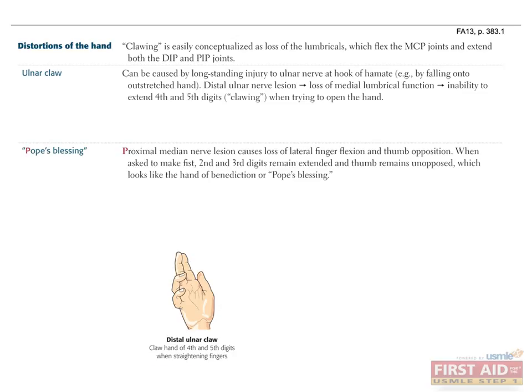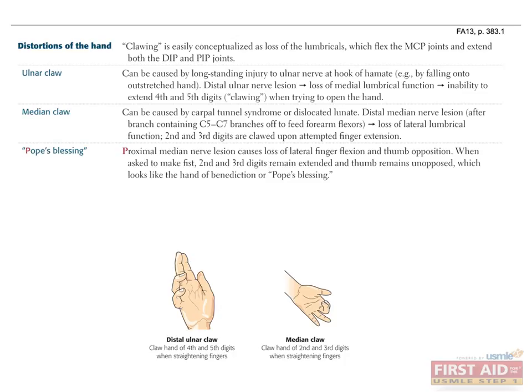Another clinical entity can look quite similar, but it's actually a median nerve injury. Here a patient might lose the ability to flex the lateral fingers, so if they try to flex those fingers, they would appear to have a similar Pope's blessing appearance. The next claw is the median claw. Here, a distal median nerve injury leads to a loss of the lateral lumbricals, unlike an ulnar claw which affects the medial lumbricals. Hence, if a patient tries to open their hand, their first two fingers stay clawed, and you see a median claw hand.